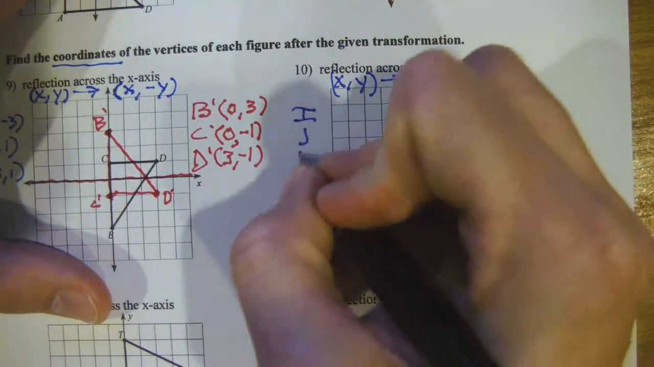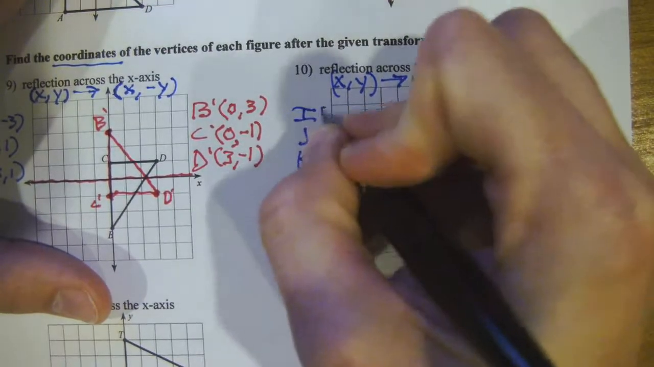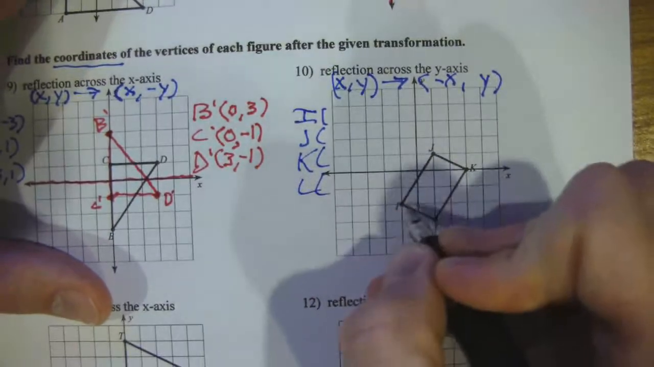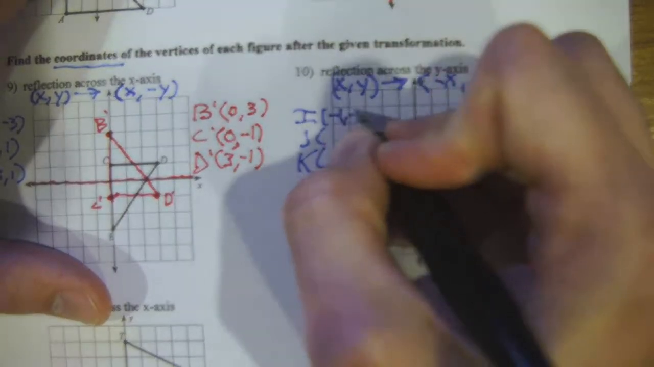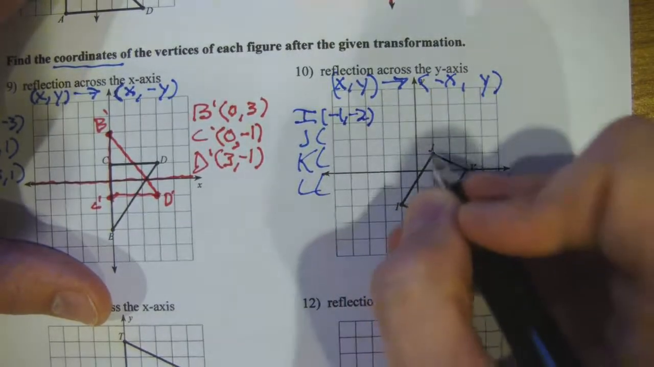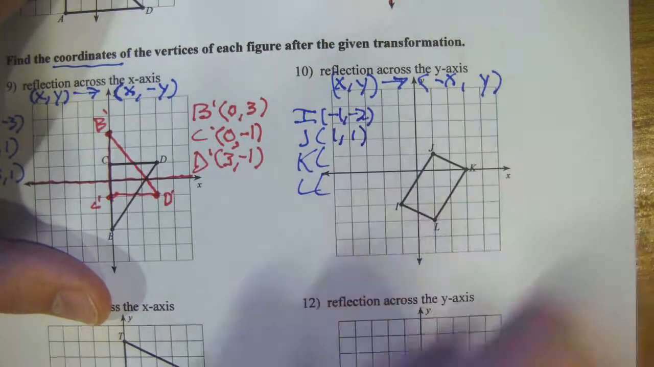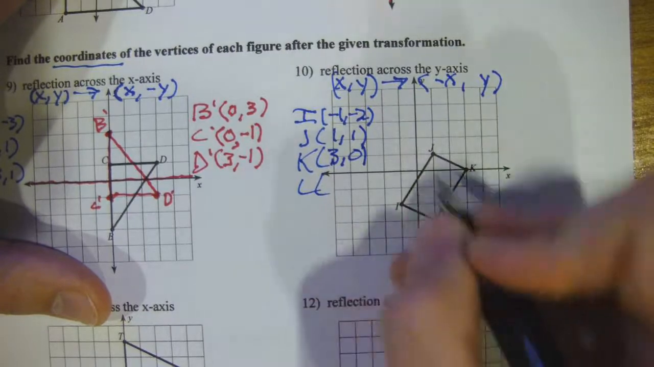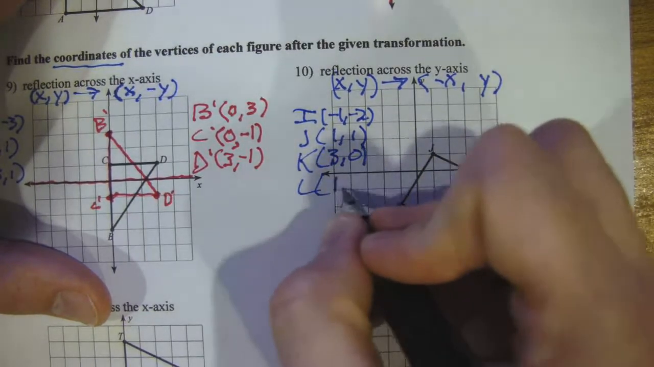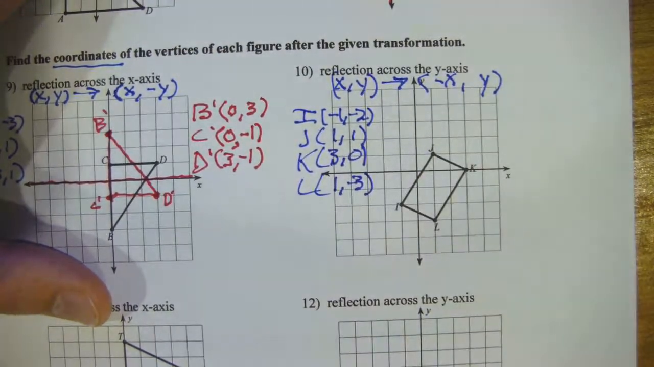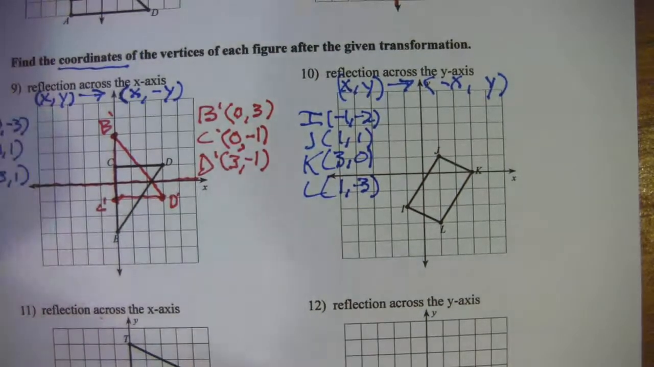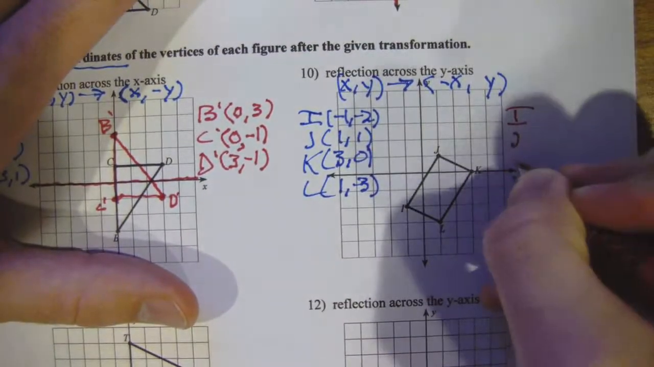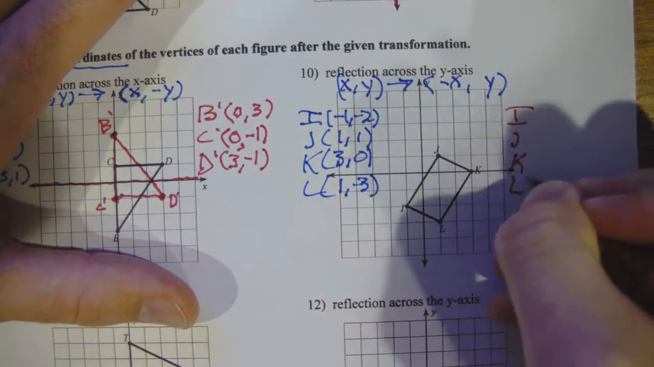All right? So we've got I, J, K, and L. So let's get those original coordinates. I is at -1, -2. J is at 1, 1. K is at 3, 0. L is at 1, -3. All right, let's get all of our new coordinates drawn in. So we've got I prime, J prime, K prime, and L prime.